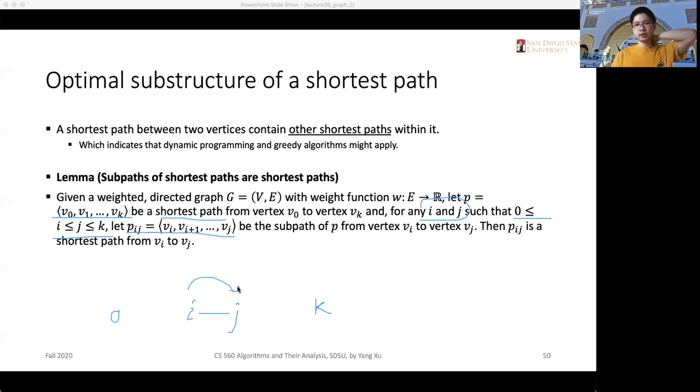I think this lemma is naturally valid, because if this segment is not a shortest path, then the whole assumption that the path from 0 to k is a shortest path will be an invalid assumption.